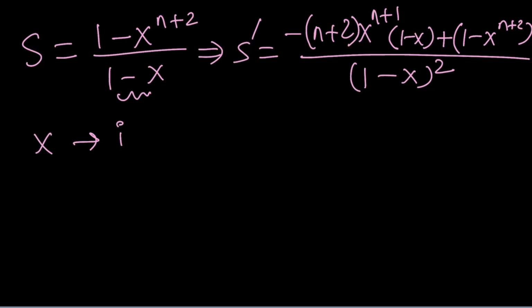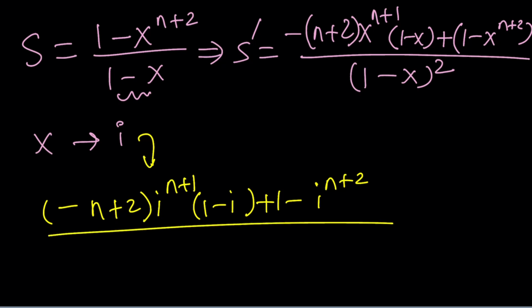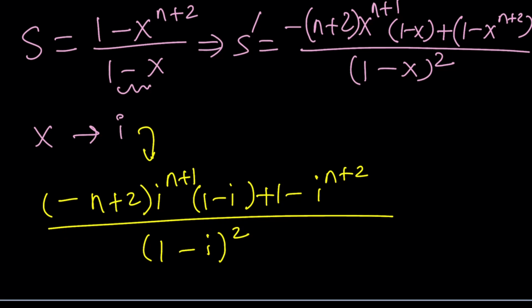When I do it, I should be getting negative n plus 2, n is not going to change, times i to the power n plus 1, multiply by 1 minus i, and then plus 1 minus i to the power n plus 2. Remember, we're only replacing x with something, which is i. So that's my sum. This should be the answer in terms of i or n, right? But how do you simplify it?